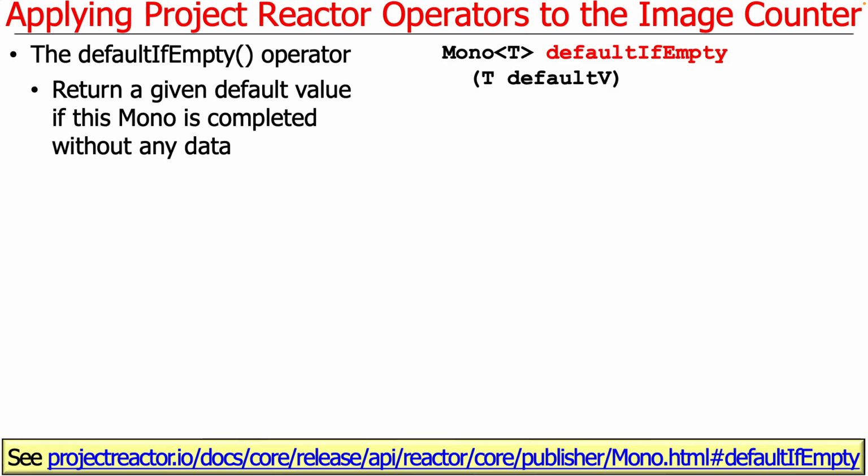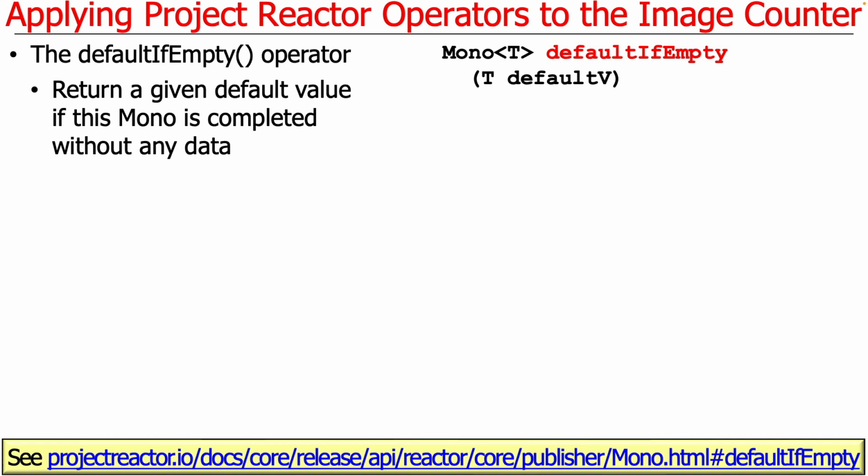So let's talk briefly first about the defaultIfEmpty operator. What it'll do is, if you have a mono that doesn't actually emit anything because whatever it was dealing with was empty, for example, let's say you reached a certain level in your traversal hierarchy and there were no more subfolders beneath you.